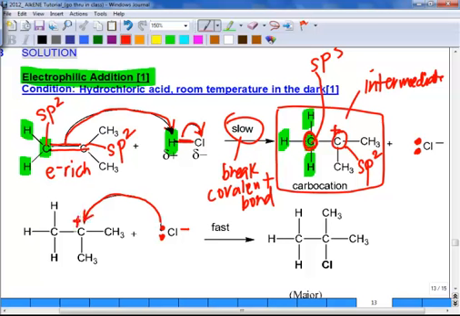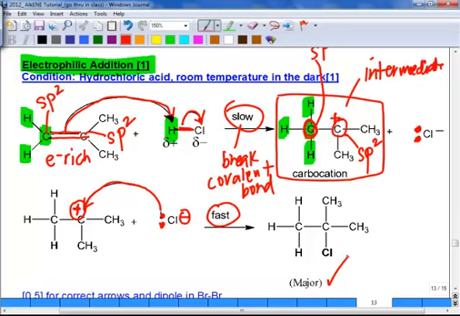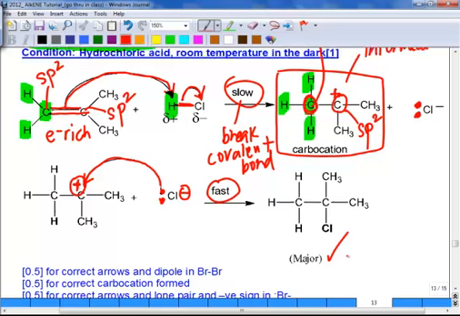And then over here, it will be fast. Why is it fast? Positive attracts negative ion, attraction, so very fast. And based on this, you get your major product. If you have a minor product, that means your H and the Cl just swap, correct. Can everybody? Yes. So this is electrophilic addition.